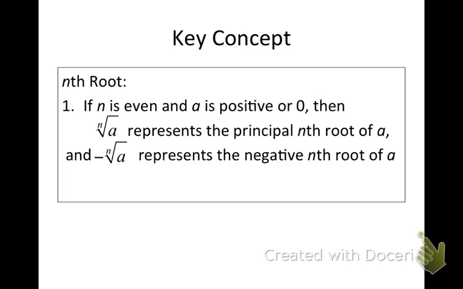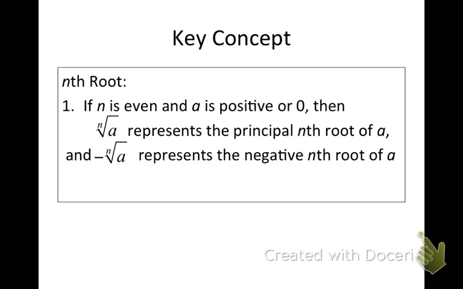So if n is even and A is positive or 0, then the nth root of A represents the principal nth root of A, meaning the square root of 49 is 7. 7 would be the principal square root of 49.